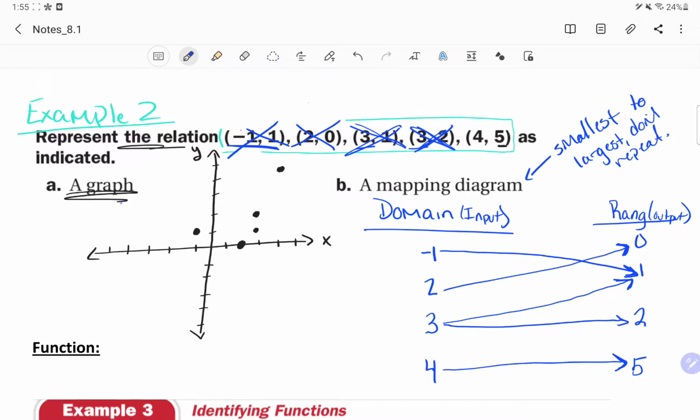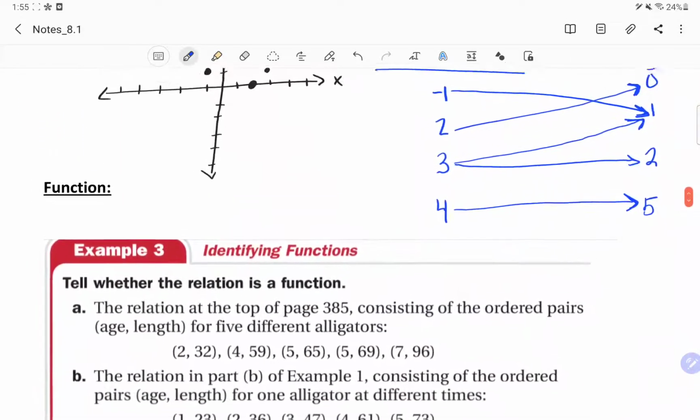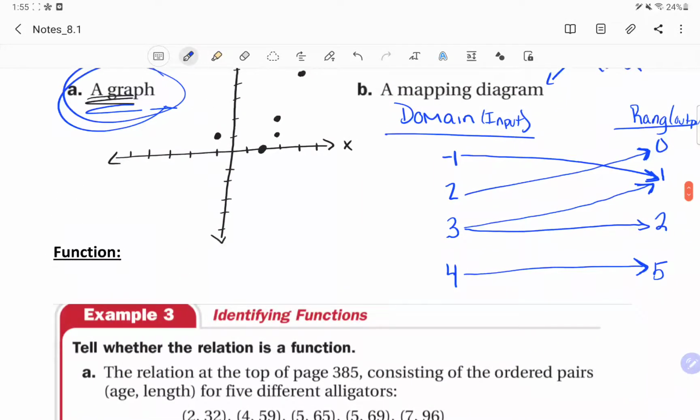Graph mapping. You know how to do this one? These ones aren't much harder. Just something you haven't seen before, maybe. Okay? So what we're looking at when we do these two things is we're looking for what's called a function. And a function is a type of a relation.